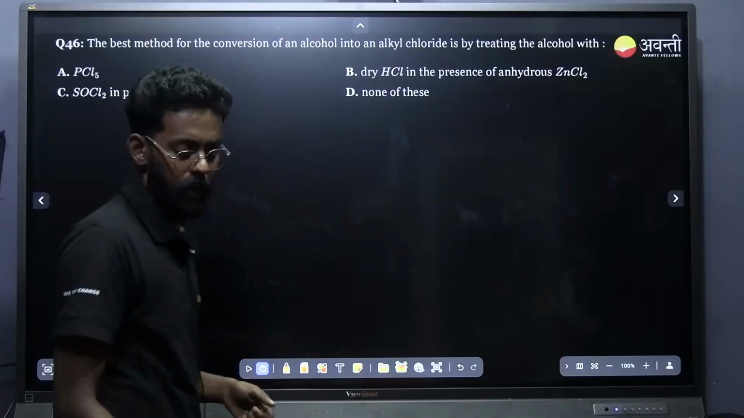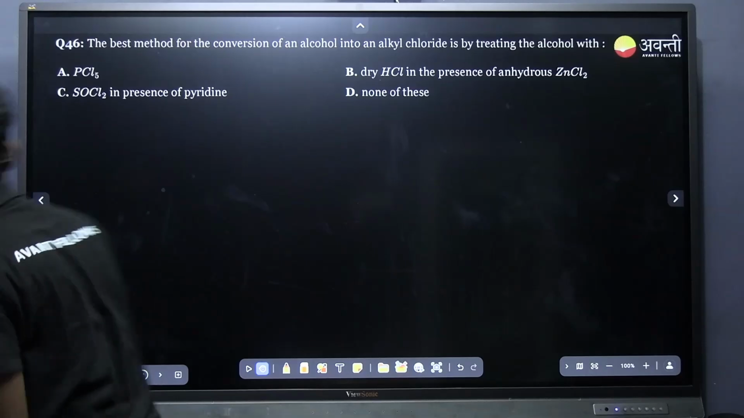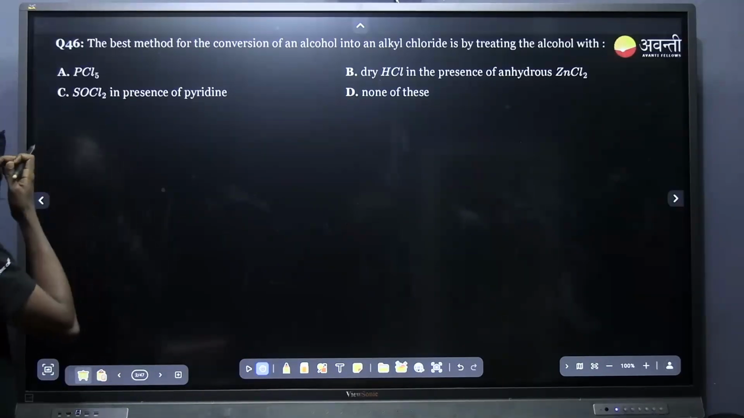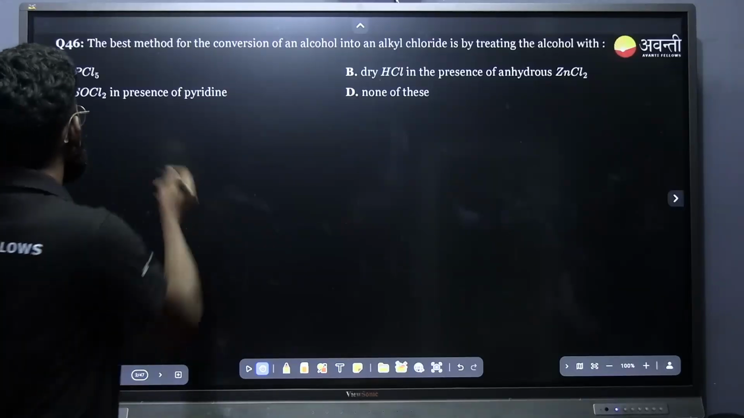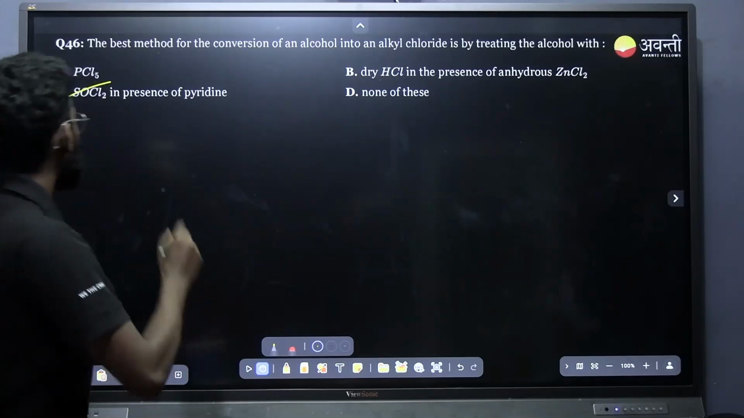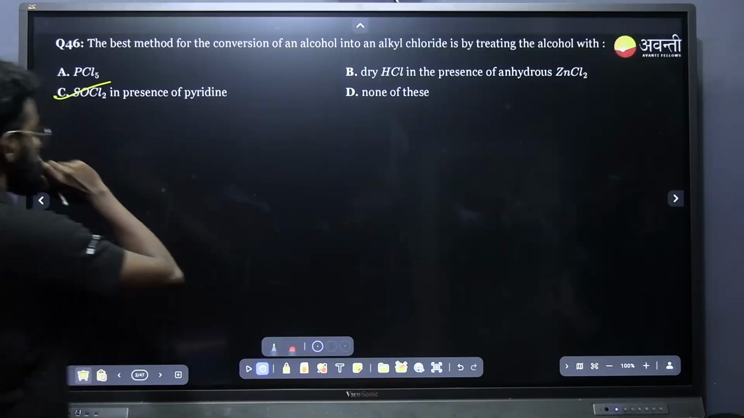That is a very easy question. I hope all of you answered it correctly. What is the answer for this one? Very easy question. The best method, yes, option C. Very good. Why is option C the correct one, and why not the other options?